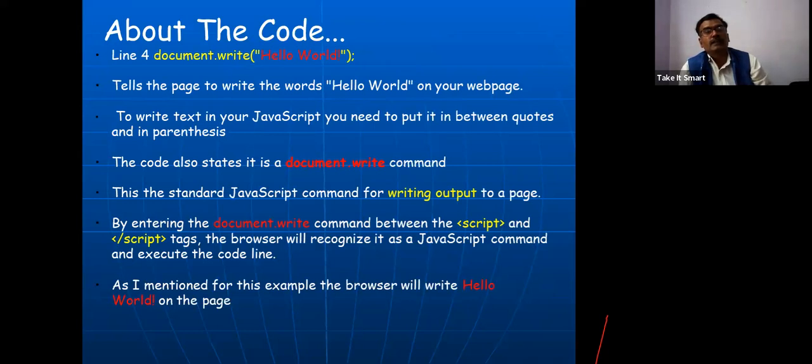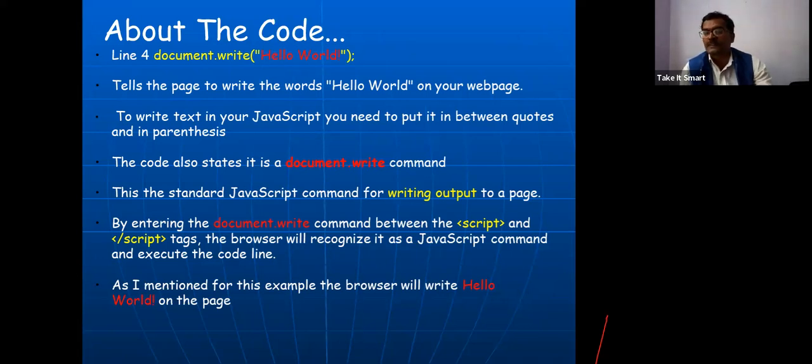Fine. So about this document.write Hello world: this tells the page to write the words Hello world. Document is an object and write is a method. So is it an HTML method? No, it is a JavaScript method. To write text in your JavaScript you need to put it in between double quotes. The code also states it is a document.write command. It is a command which instructs the compiler to display the text. Fine. This is a JavaScript statement, a command for writing output.